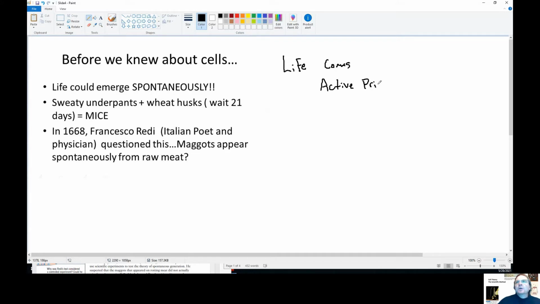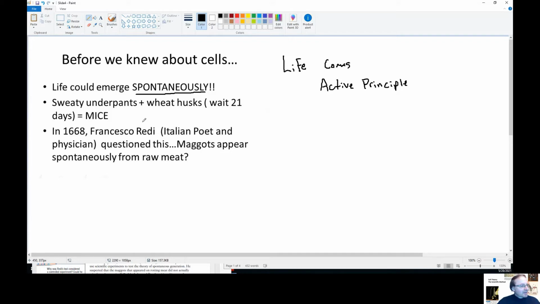Again, this word sounds neat, nice and neat, but it has no meaning. Spontaneous generation, that sounds like magic. So literally, sweaty underpants plus wheat husks, wait 21 days and you get mice. This is literally what was written down and what people thought.